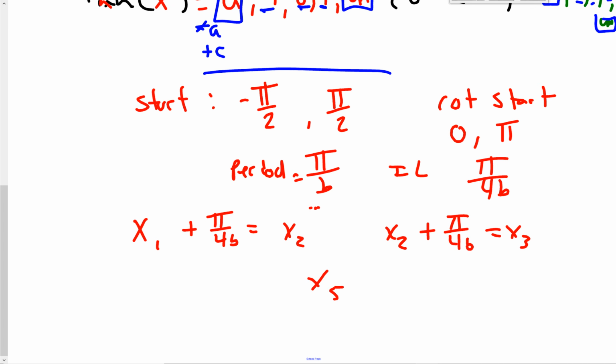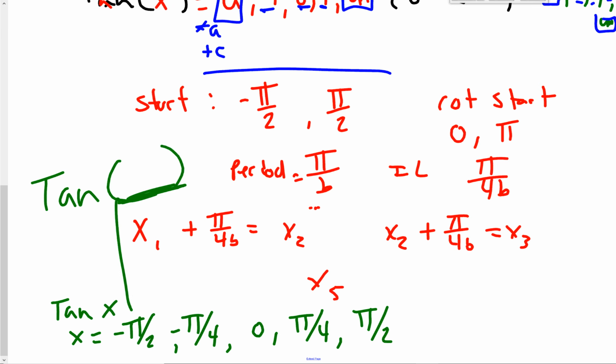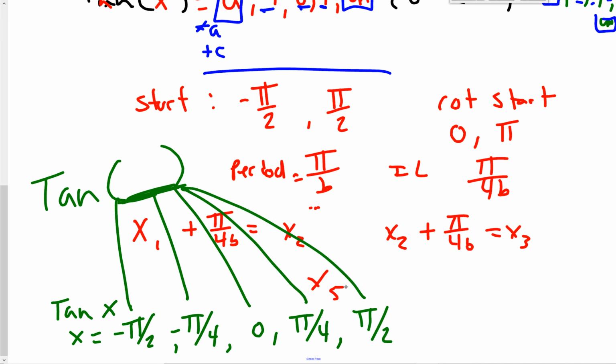What you can do is take the normal x's of tangent, which are -pi halves, -1/4 pi, 0, 1/4 pi, and pi halves. Whatever I'm taking tangent of, whatever's in here, I can set it equal to each of these, and that will give me all the x's that I need to graph.